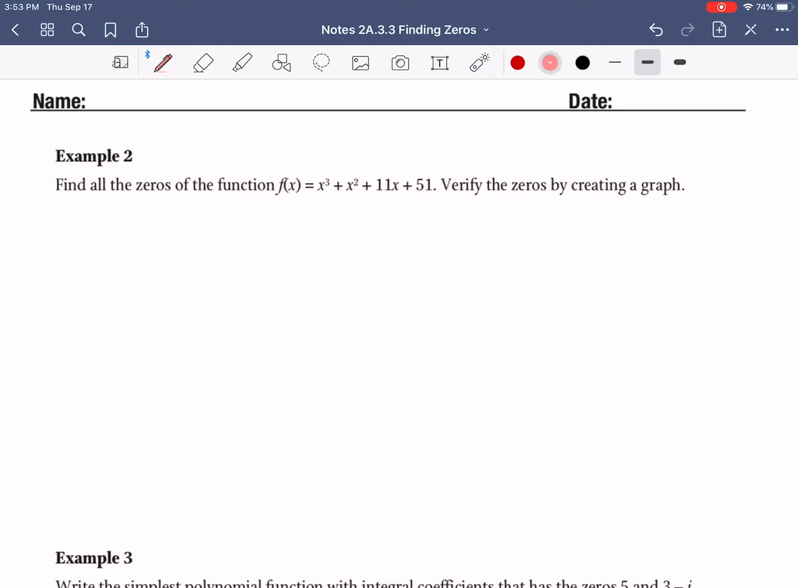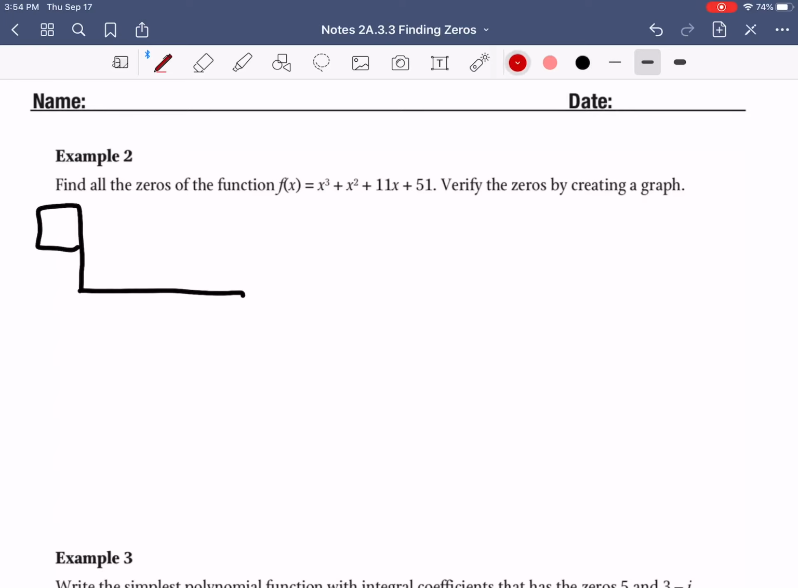So, well, not fully, but you'll see. So example 2, it says find all the zeros of the function x cubed plus x squared plus 11x plus 51. Verify your zeros by creating a graph. So we could check by using a graph. All right, well, they didn't give us one. Okay, they didn't give us one to start with, so we have to do guess and check.